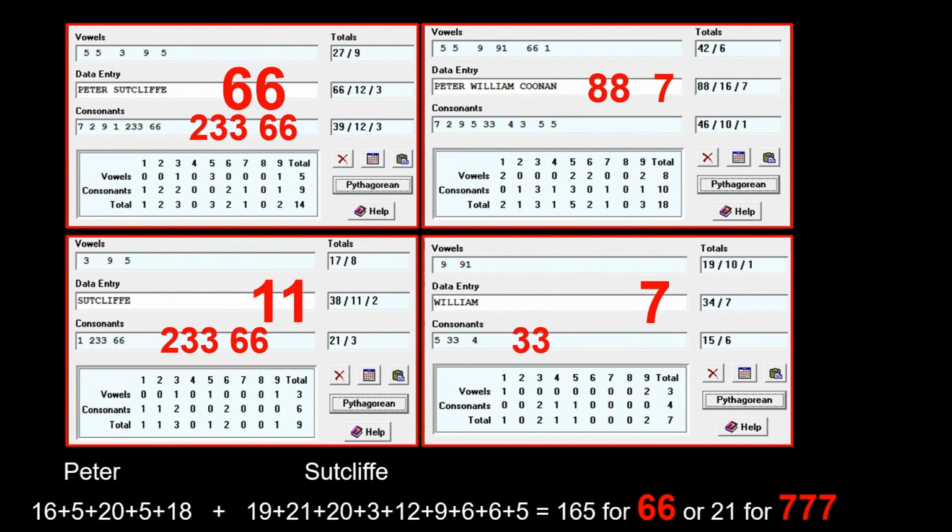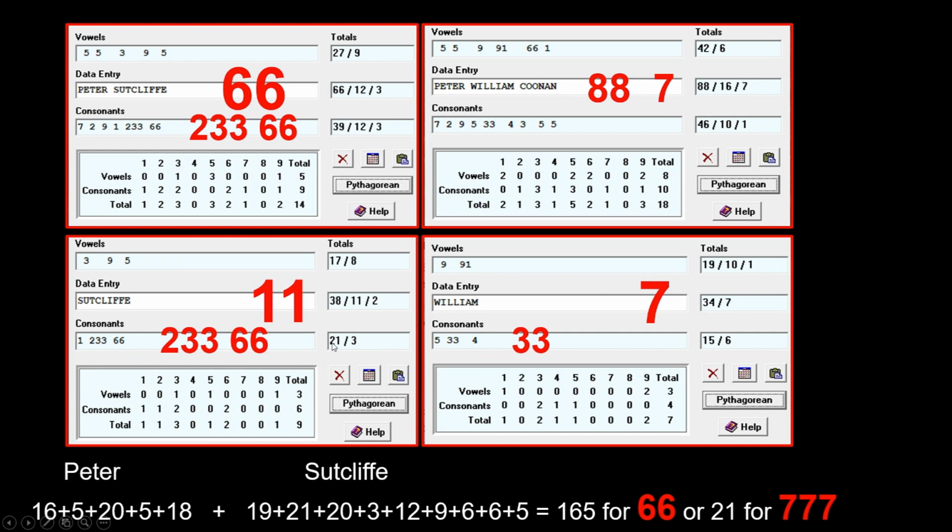So let's take a look at Peter Sutcliffe's name. And we saw 2 66s previously, but Peter Sutcliffe in Pythagorean is 66. And look at the consonant, 233 and 66. If we look at Peter William Coonan, that's 88 in Pythagorean numerology, which can be a number in its own right, but it can also be 2 8s for 16 for a 7. And Sutcliffe is 38 for 11, but look, we've got this again, the 233 and 66 there.